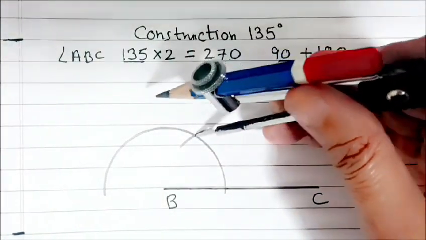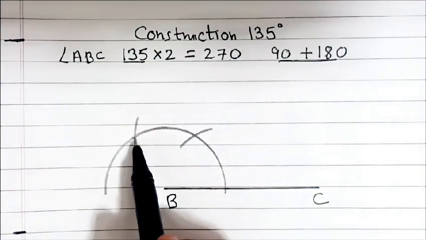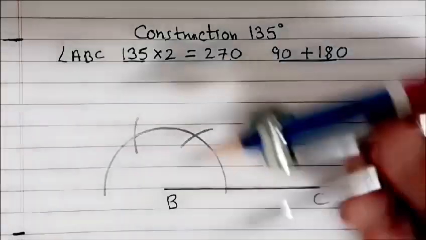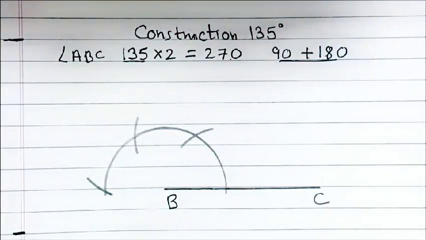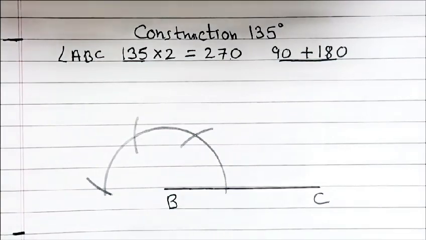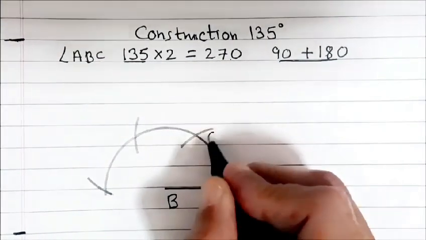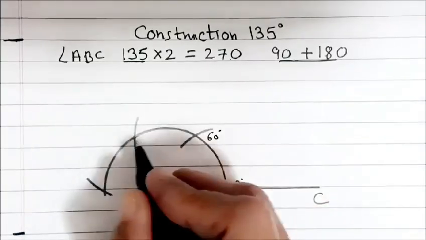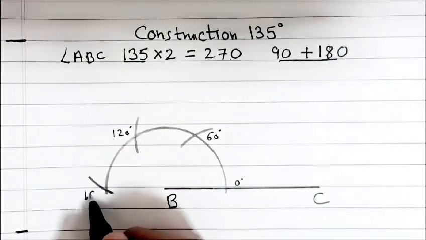Put your rounder on 60 and give another cut which is 120. So this is your 120. With the same radius, don't change the radius, and give the last cut which is 180. So on this we have, let us recap. This is 0 degree. This is 60 degree. You don't have to write. This is for your reference. This is 120 degree and this is 180 degree.